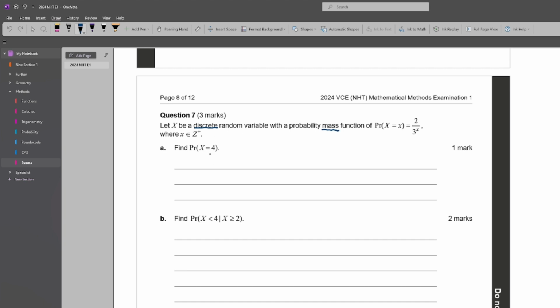Okay, find probability x equals 4. So we'll just sub 4 in here. So the probability that x equals 4 equals 2 on 3 to the 4, which is 2 on, well, 3 squared is 9, 9 squared is 81. So it's 2 on 81.